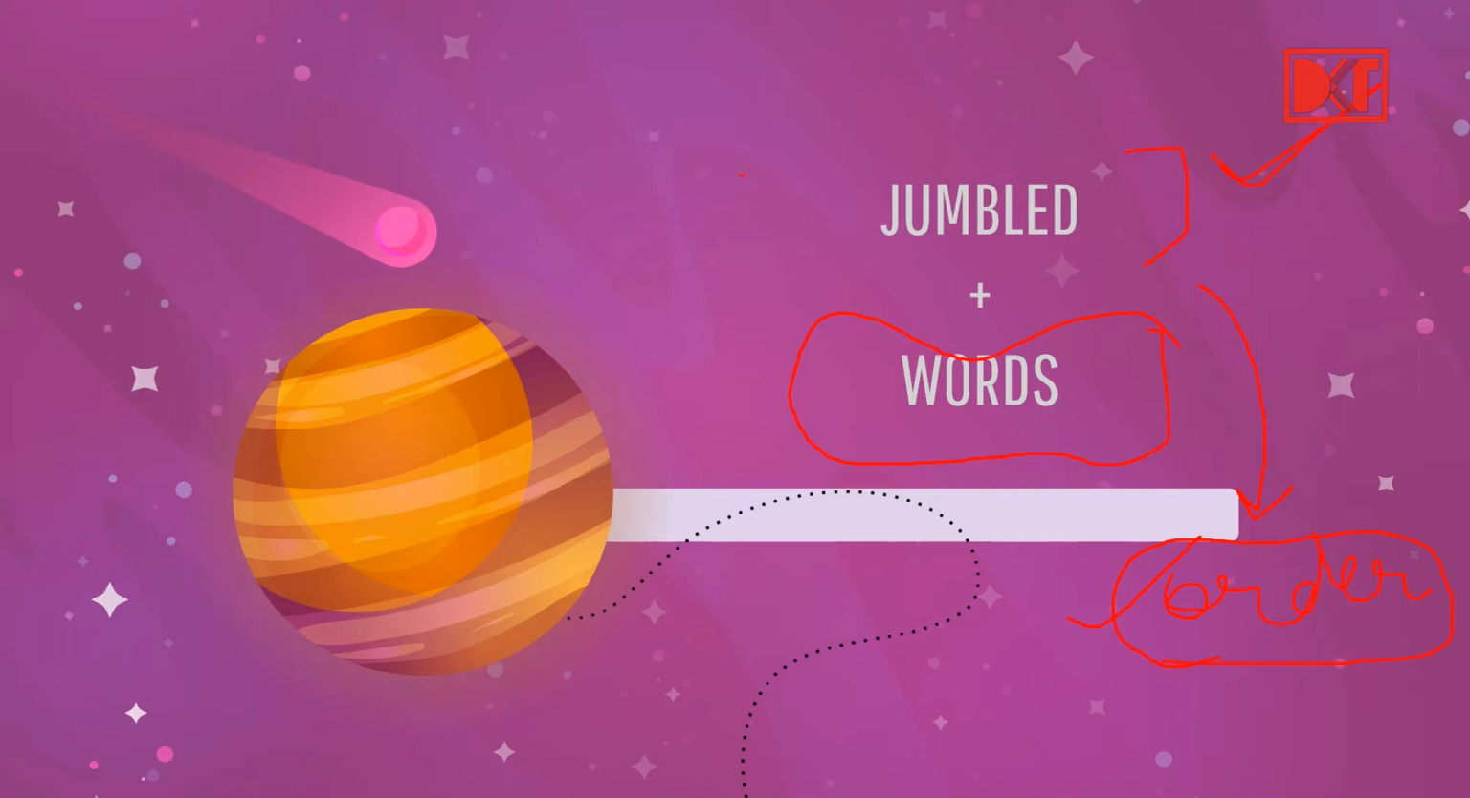And most of these jumbled words are going to be pretty easy because when you read these sentences, I think you will be able to figure it out for yourself what the correct answer is. So it's not going to be that difficult. You don't have to worry about it. It is going to be a fun and easy exercise.